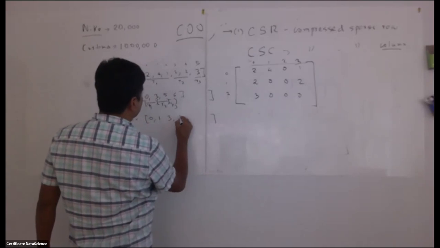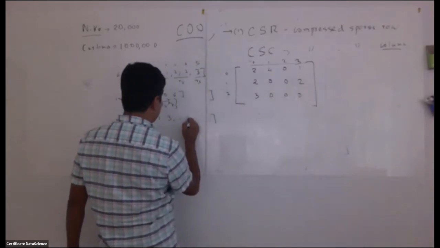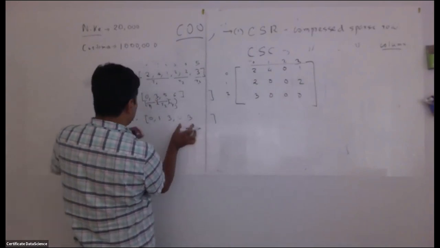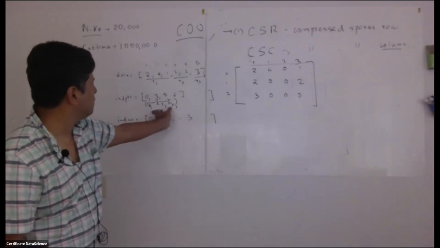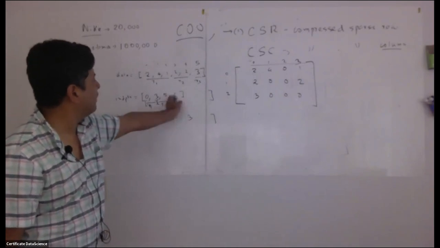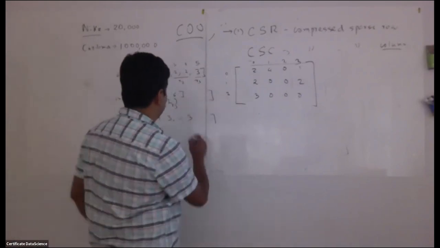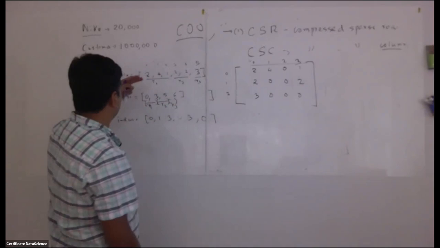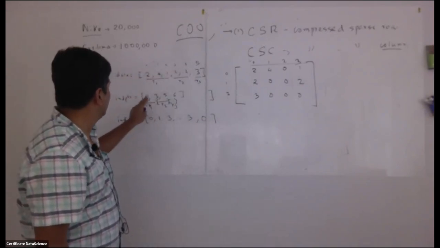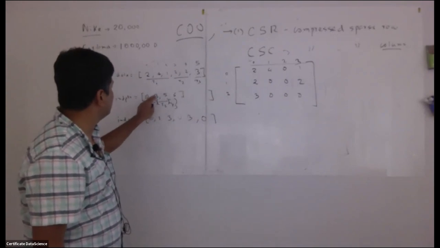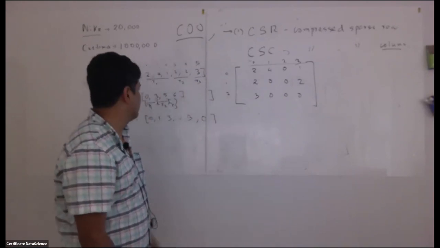That 2 is at column 0. What about the other 2? I know from the pointer which row it belongs to, and whatever is left, the 3, should be in column 0. And the index pointer has 1, 2, 3 entries, corresponding to the number of rows.